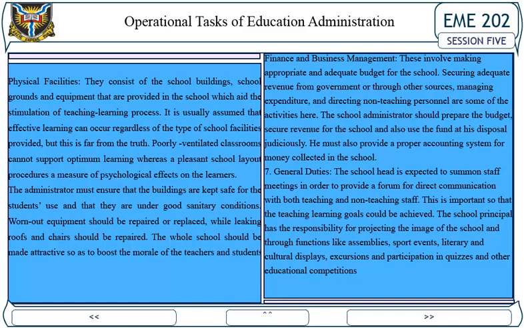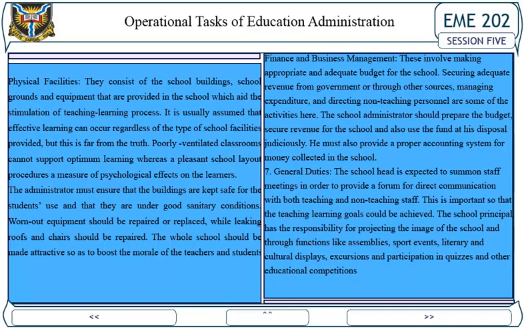5. Physical facilities. They consist of the school buildings, school grounds, and equipment that are provided in the school, which aid the stimulation of the teaching-learning process. It is usually assumed that effective learning can occur regardless of the type of school facilities provided, but this is far from the truth.